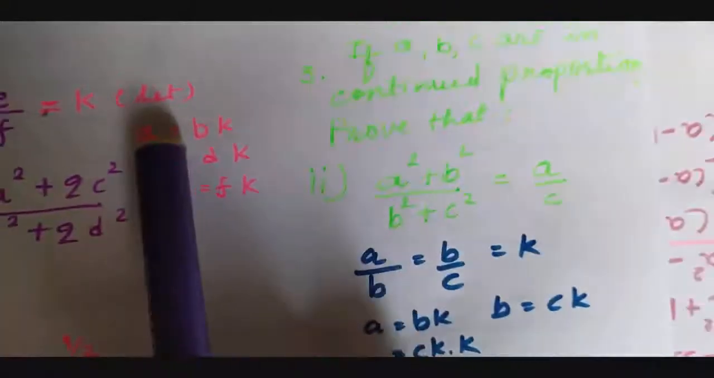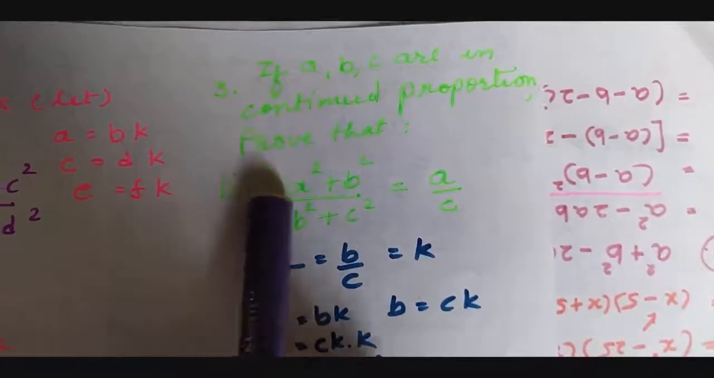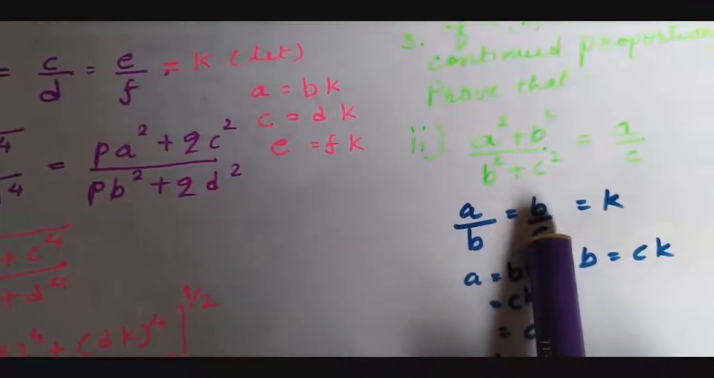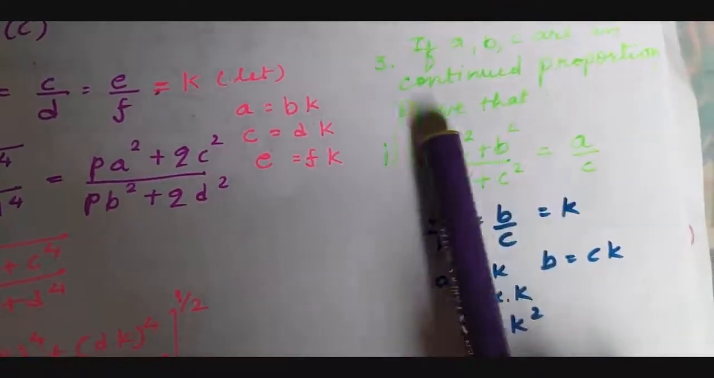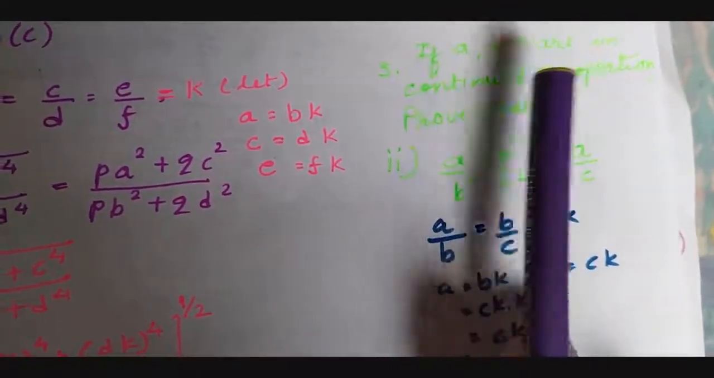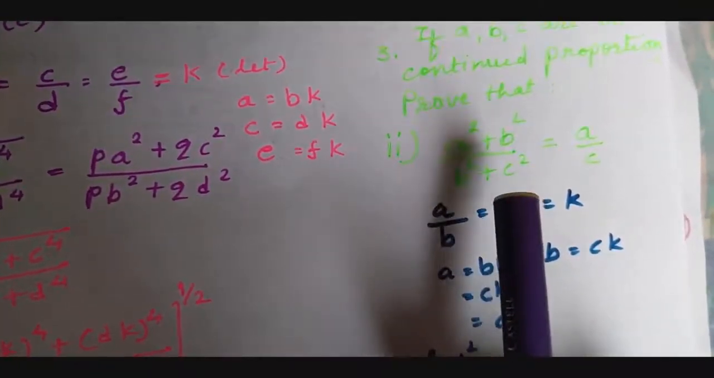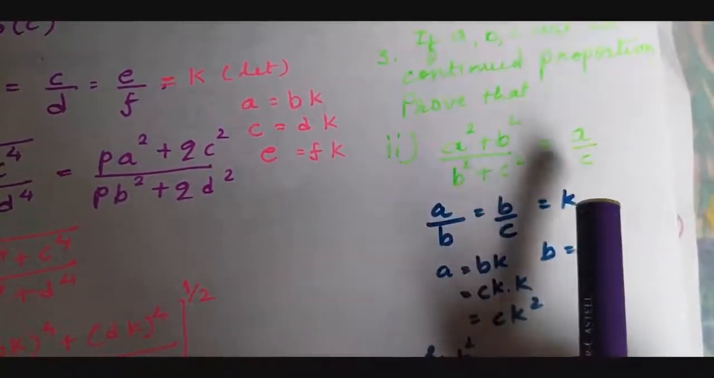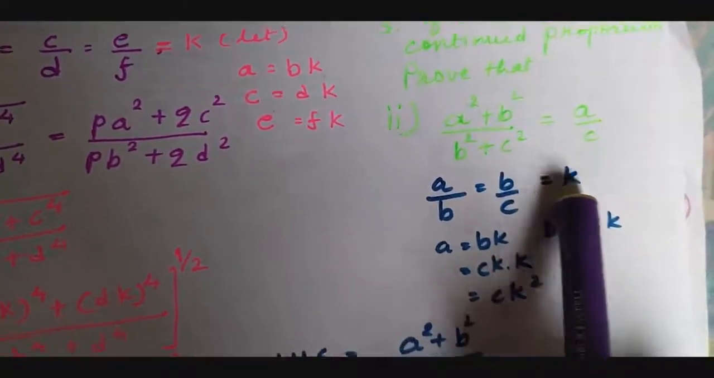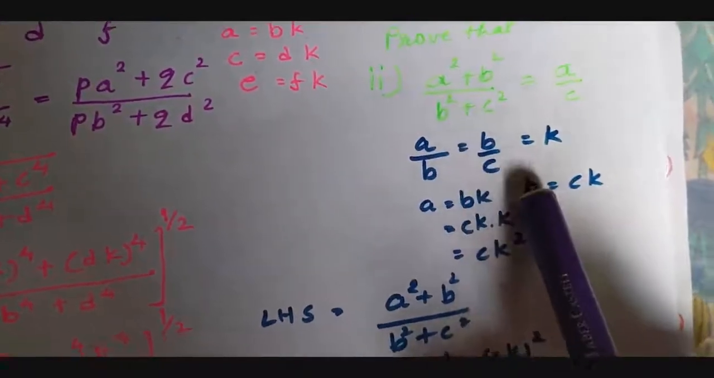Next question I took is question number 3, second. If a, b, c are in continued proportion, prove that a^2 plus b^2 upon b^2 plus c^2 is equal to a by c. Here also we have to prove it, and in the question you are given a, b, c are in continued proportion. Already we have learned that a by b and b by c means a, b, c are in continued proportion, so the second term must be in continuation. So let us take the ratio equal to k. So a is equal to bk and b is equal to ck.